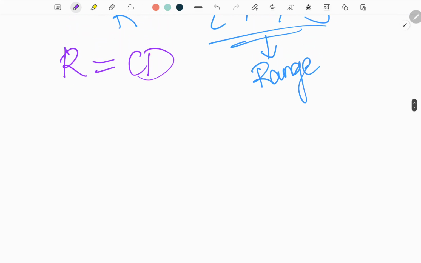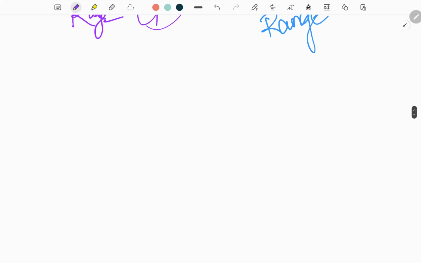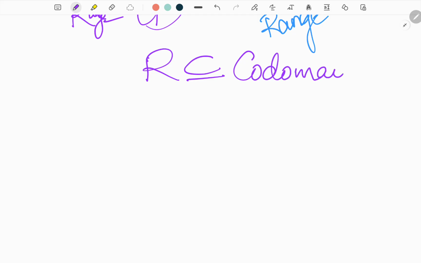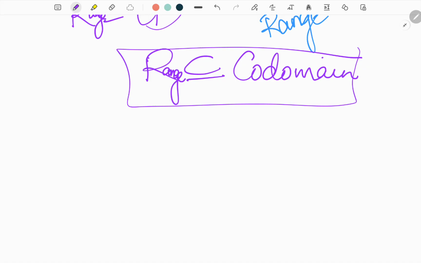So only if all the elements from the codomain are involved in the relation, the range will be equal to the codomain. So in general, if you want to write a connection, you can write R is a subset of the codomain. By R, I mean range. So range is a subset of the codomain because all the elements of the codomain need not be involved in the ordered pairs of the relation.